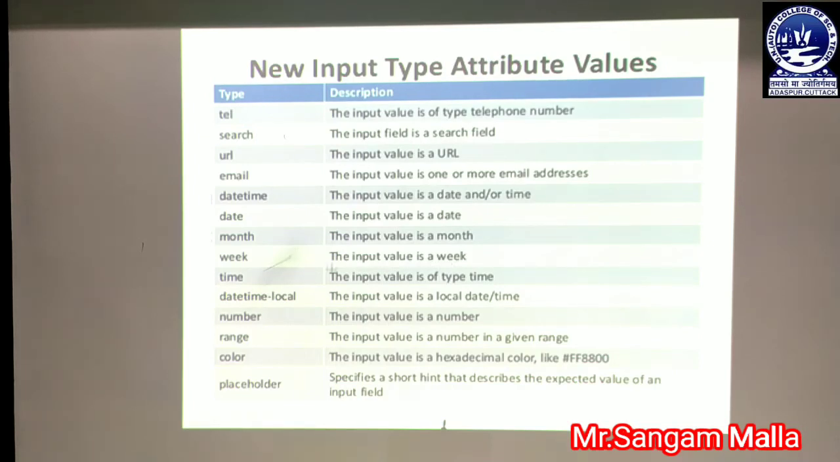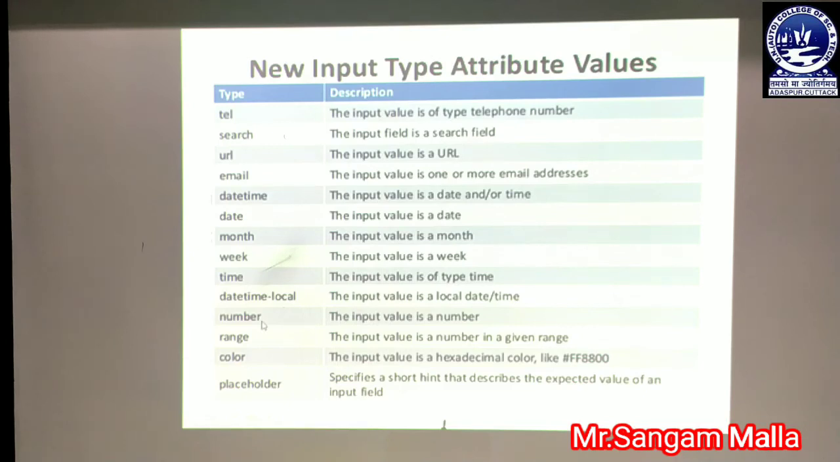Similarly, the week type is used to display the week name, that means Sunday, Monday, Tuesday, or anything required within the program; we can give it by the type attribute of week. Similarly, if we want to give the local time or the system time, we can use the time type in the input element. If we want to give the date and time of the local server, that means the server which has the local time, it can be specified by datetime-local.